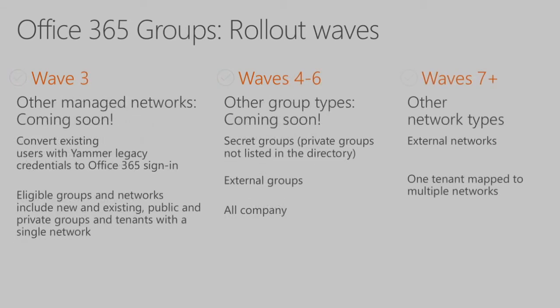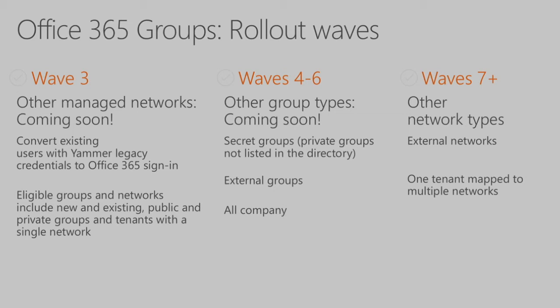And what's coming next? Waves 3 through 6 coming soon. So wave 3 is all about getting more networks access to Office 365 groups. Yeah, I see some thumbs up over there. We're going to do that by converting legacy Yammer identity accounts to Office 365 so that everybody has the right type of identity to be used in Office 365 groups. It's still going to apply to groups where a single tenant is mapped to a single network, but this will dramatically expand the number of networks within Yammer that have access to these connected group experiences.